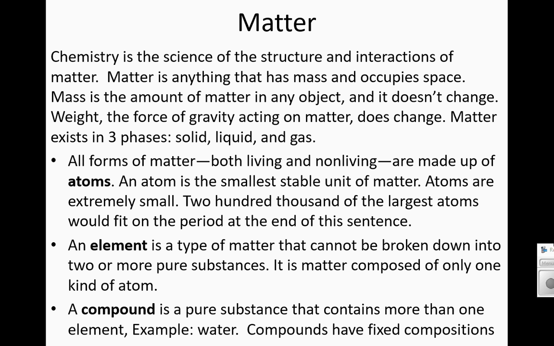C6H12O6 is the chemical formula for, anybody know? What did you say? Glucose. 6 carbons, 12 hydrogens, 6 oxygens. There are 3 different elements and a whole bunch of different atoms of those elements.